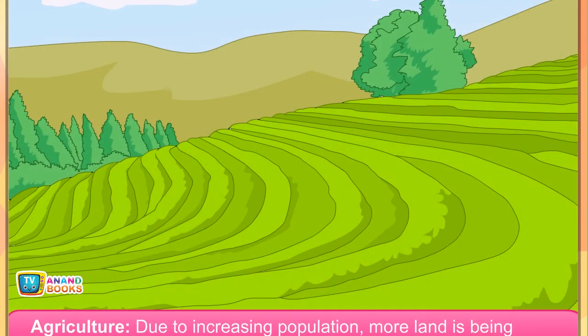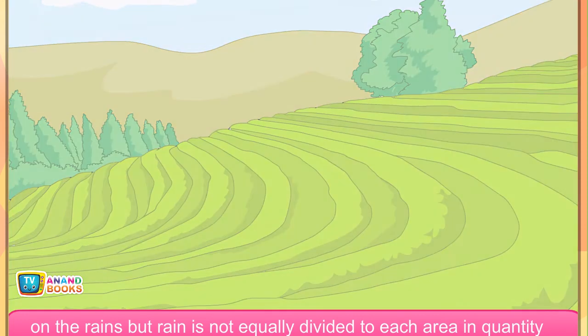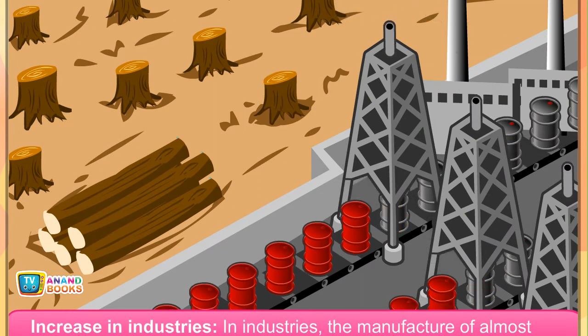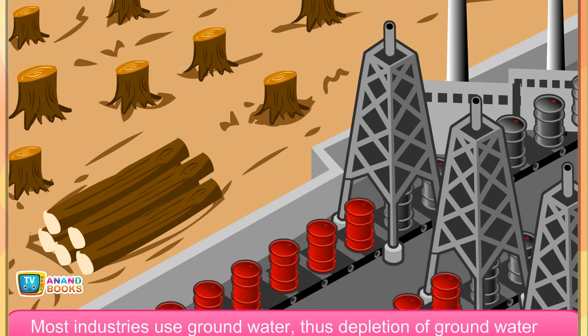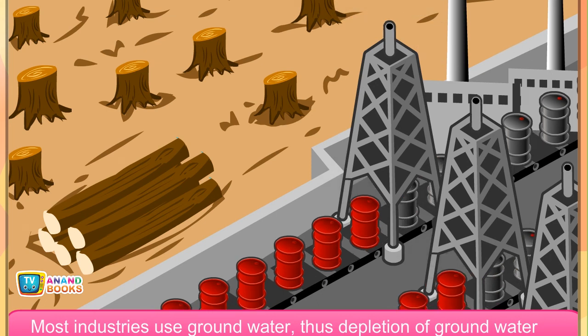Agriculture. Due to increasing population, more land is being cultivated for food. Mainly the agriculture in our country depends on the rains, but rain is not equally divided to each area in quantity and time span. So for irrigation of crops, groundwater is being used. Increase in industries. In industries, the manufacture of almost every item that we use requires water. Most industries use groundwater, thus depleting groundwater sources.